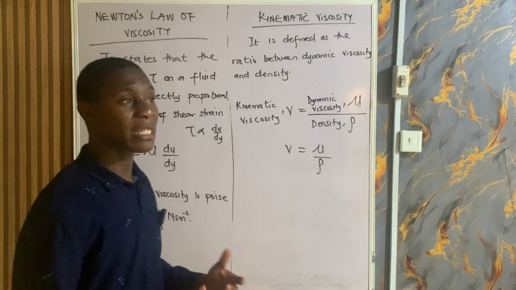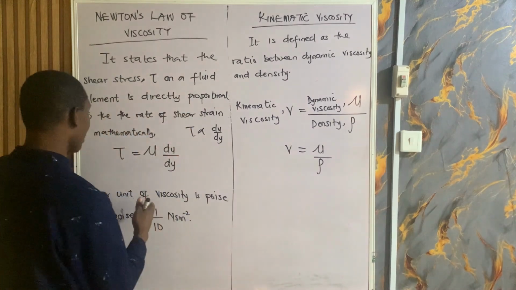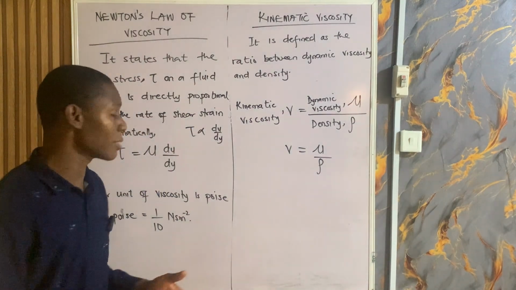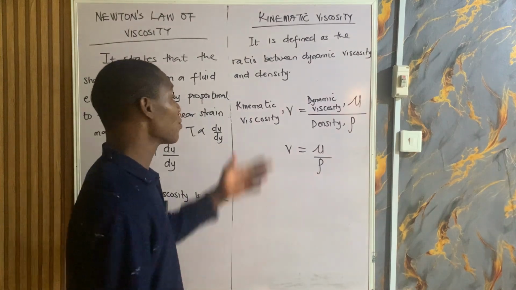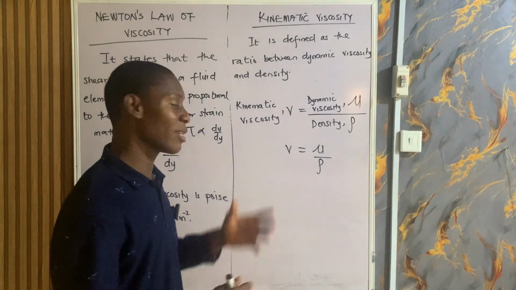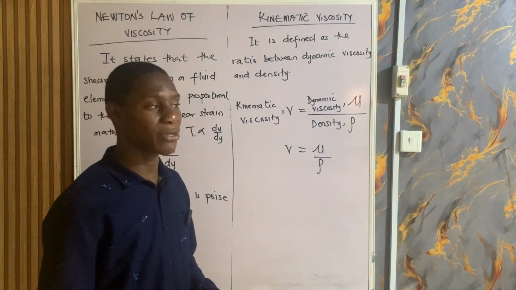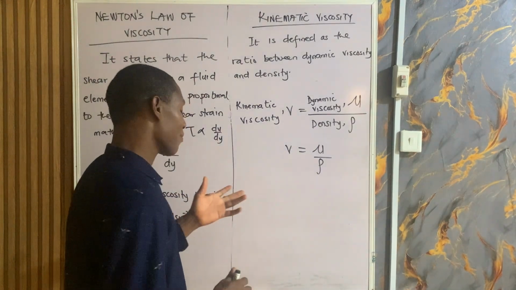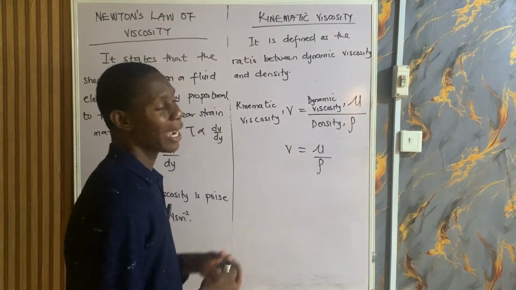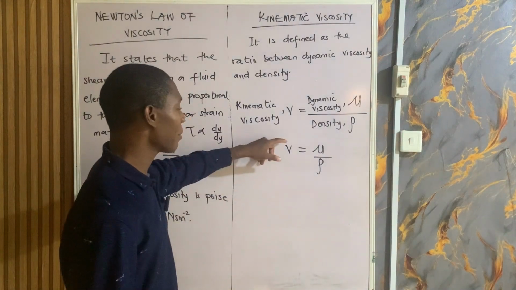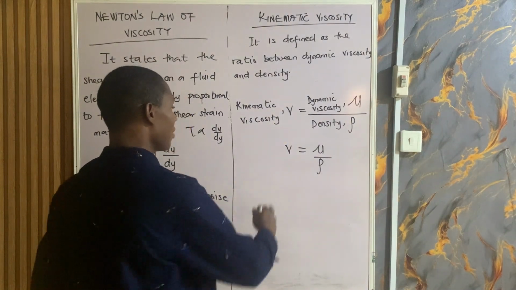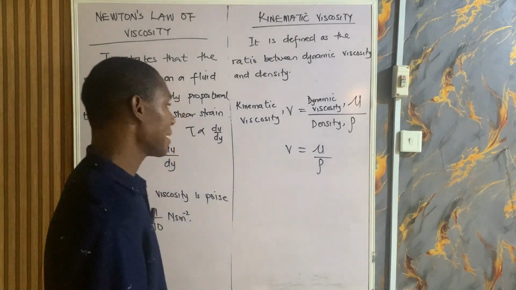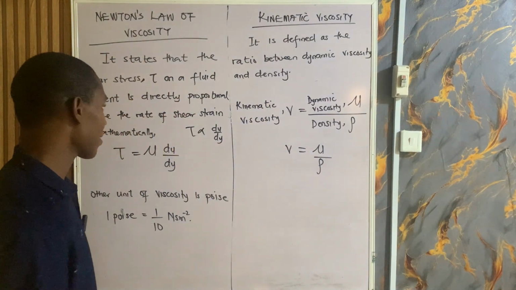We have another type of viscosity. The viscosity above is known as dynamic viscosity, or you just say viscosity. But there's another type of viscosity known as kinematic viscosity. It's just the ratio of dynamic viscosity to density. When you divide dynamic viscosity by density, you have what we call kinematic viscosity, and it's denoted with the letter V. So V is equal to dynamic viscosity all over density. Let's take some examples on viscosity.